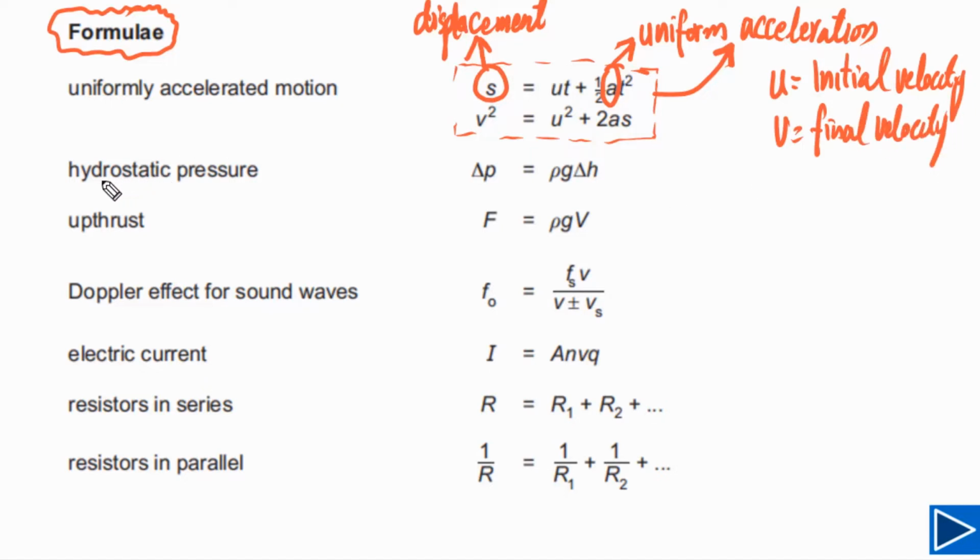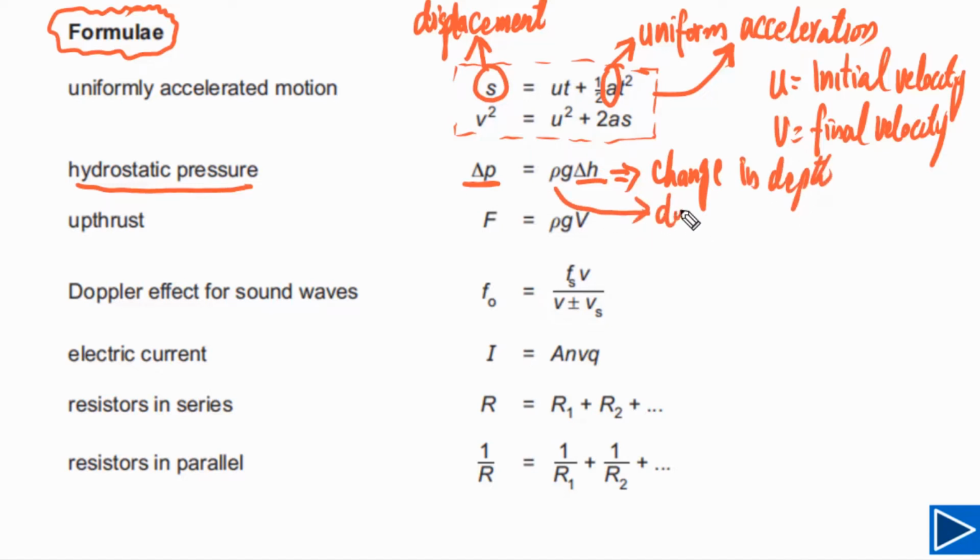If you go to the next formula, this is about hydrostatic pressure, delta p, and this is delta h. So this is the change in depth. So you have to be very clear. What is delta h? This is change in depth. And rho here, this is density of fluid. Or simply you can say density of liquid. So this is density of fluid.